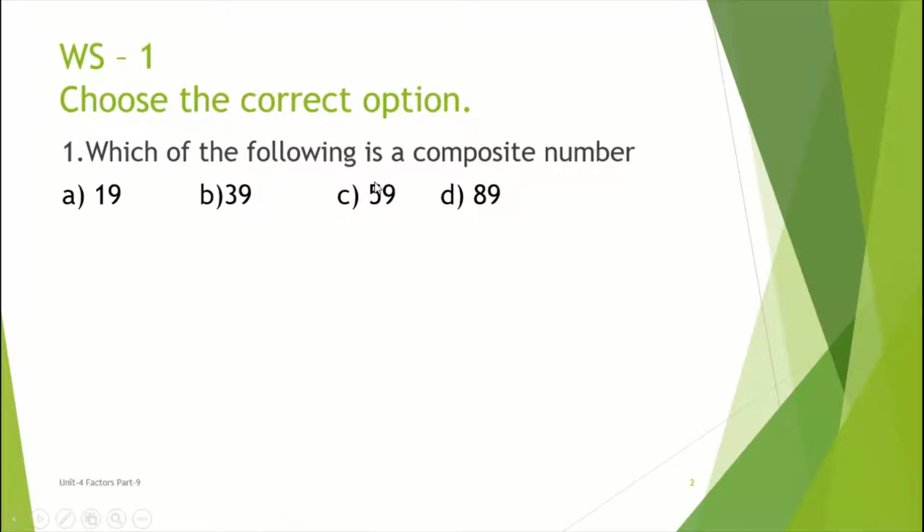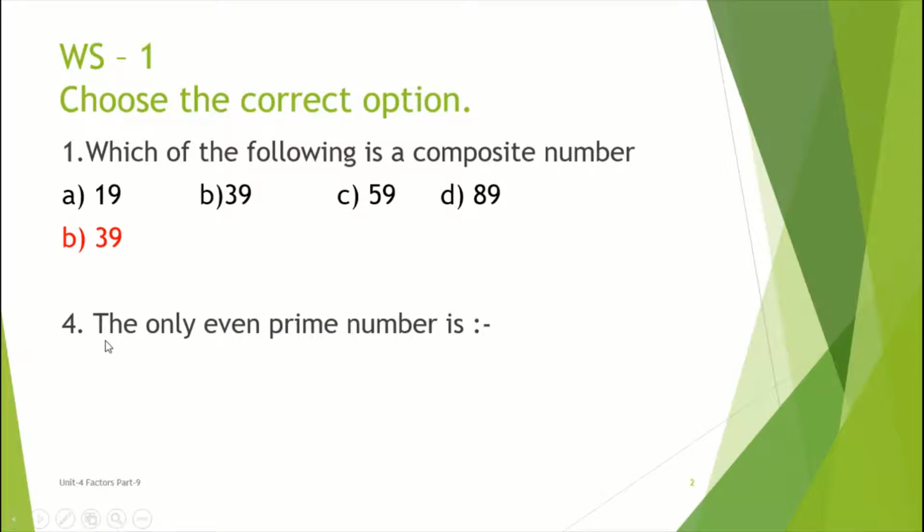Again, now we'll see 59. 59 is a prime number because it has only two factors, that is 1 and 59 itself. We'll come to option D, that is 89. It also has only two factors, 1 and 89, so it is a prime number. So 19, 59 and 89 are prime numbers. Which is a composite number? Option B, that is 39, is a composite number because it has more than two factors, that is 1, 3, 13 and 39.